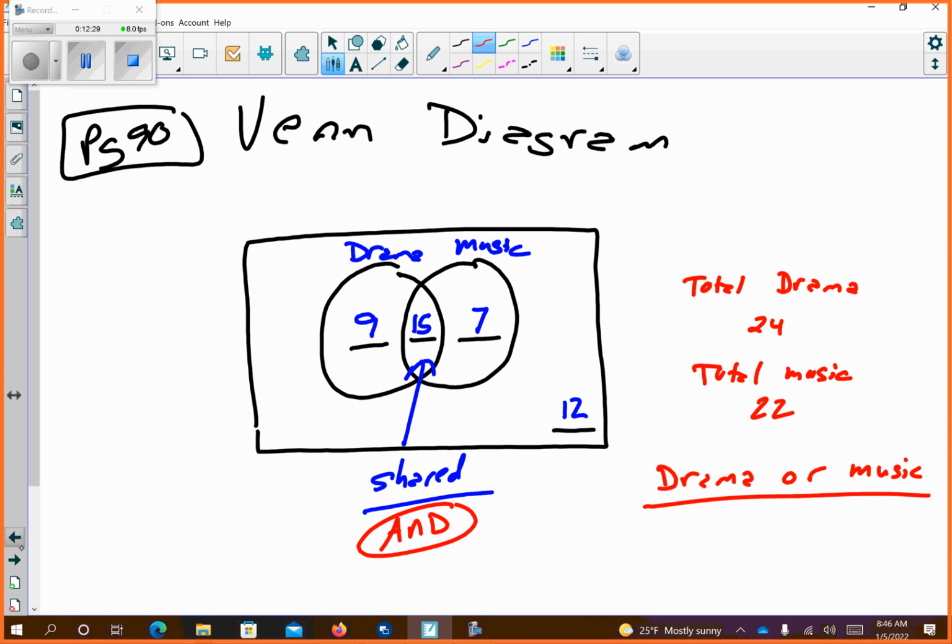So, hey, what does the 12 represent? What do you think? What would that outside 12 represent? Yeah, 12 people did not take either of those courses. They're still part of the survey. Then here comes the challenge. Do I want to go this way? No, I don't want to go that way. I won't do that.